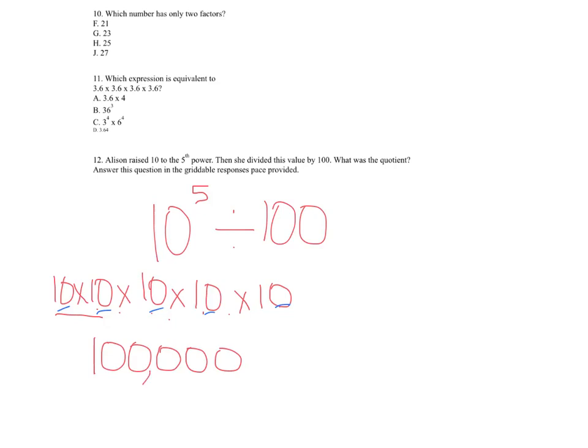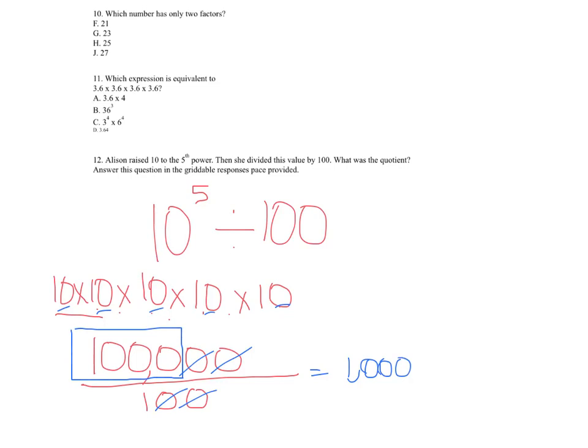100,000. Now we're going to divide it by 100. And you can use a shortcut here too. For every 0 you have in the top, you can take out 1 in the bottom. Just like that. Now, my answer is going to be the zeros I haven't knocked out yet. 1,000.